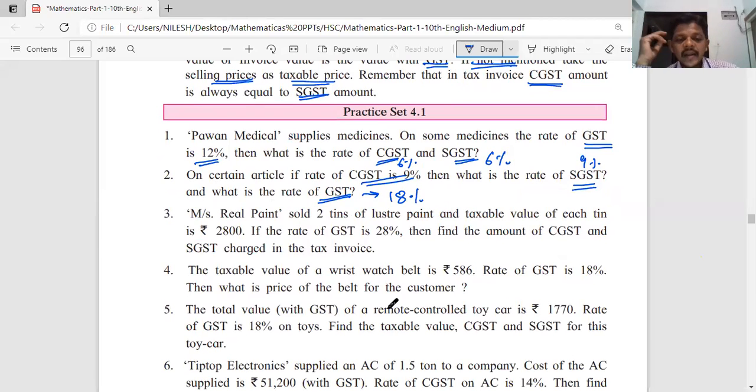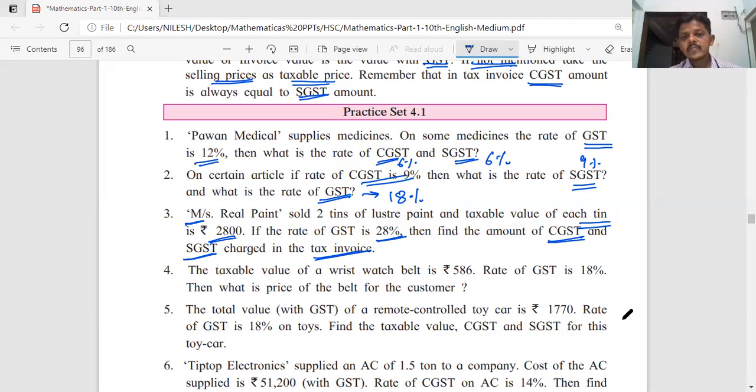Hello. Real Paint. Messrs, see this M oblique S. Now again, all these are business terms. These are commerce terms. M oblique S means Messrs. Messrs means a business firm. Messrs Real Paint sold 2 tins of luster paint, and taxable value of each tin is rupees 2800. And if the rate of GST is 28%, find the amount of CGST and SGST in the tax invoice. You tell me now.